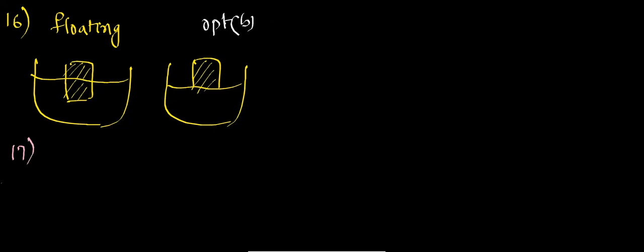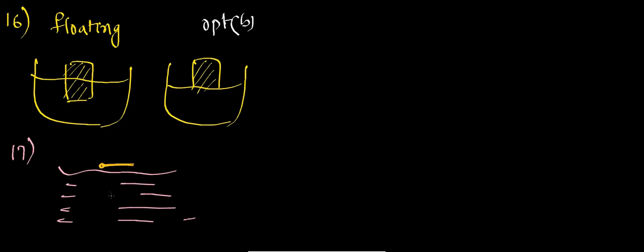Question 17. A steel needle can be made to float on the water due to... So Archimedes principle. Floating in the sense flotation. Flotation comes under Archimedes principle. It is floating. Why? Because buoyant force is acting on it. The needle has very little weight, that's why it will float on water. So this is due to Archimedes principle. That is option B.